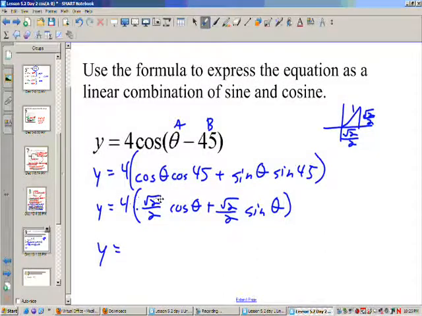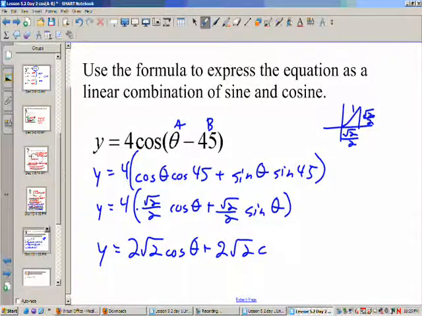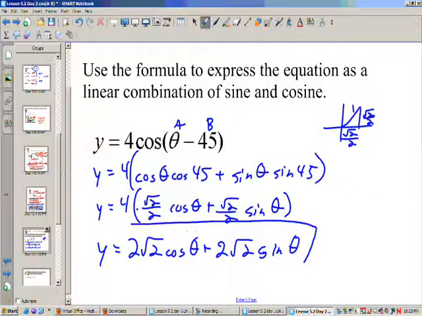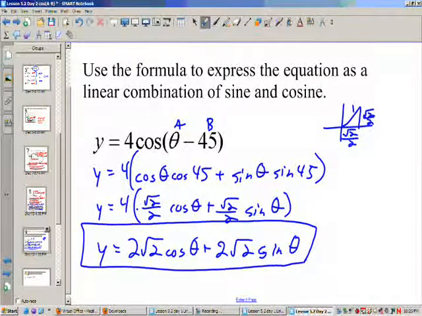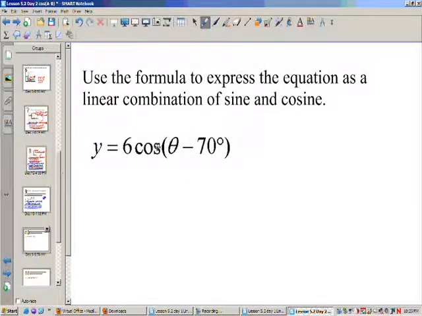If I multiply this out, 4 times root 2 over 2 is just going to be 2 root 2. 4 times root 2 over 2 is also going to be 2 root 2. So this becomes, as a linear combination of sine and cosine, 2 root 2 cosine theta plus 2 root 2 sine theta. Alright, we can do it with this.